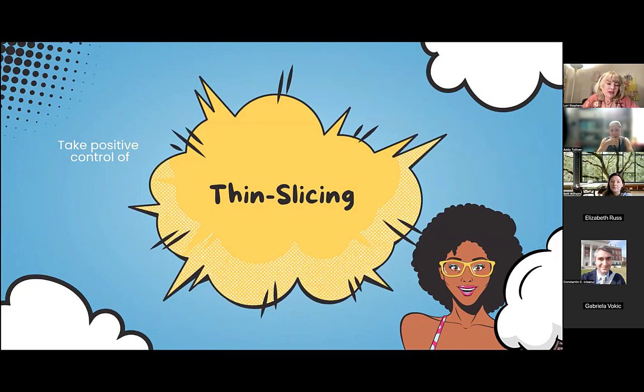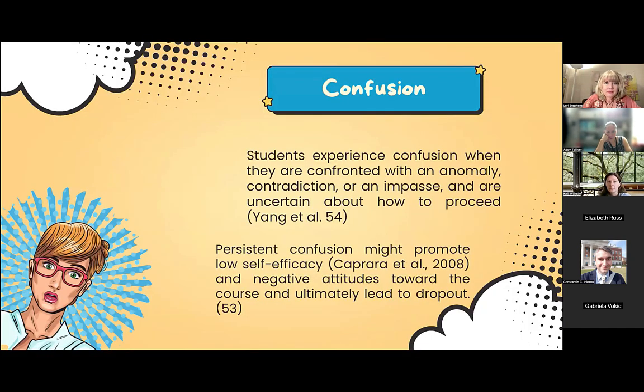So what we want to do with our calendar is take control of that idea of thin slicing. Students experience confusion, obviously, when they're confronted with something like a contradiction, or they can't get past something, and then they don't know how to proceed. And that persistent confusion can affect their self-esteem and then create negative attitudes.